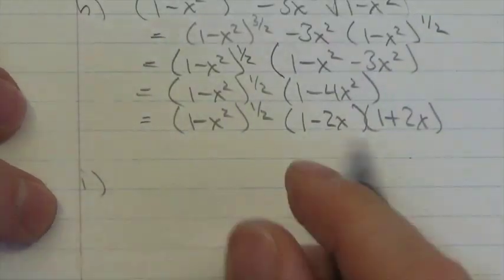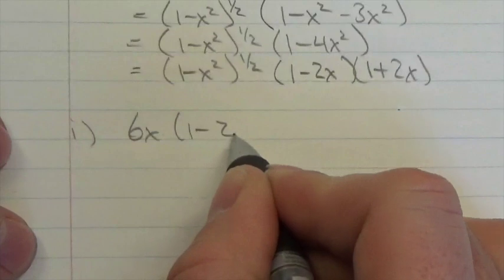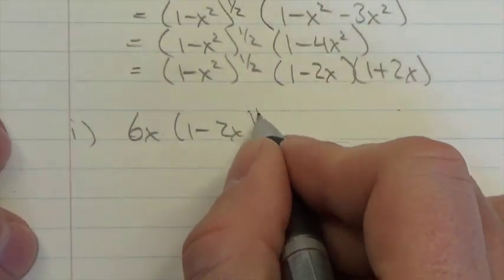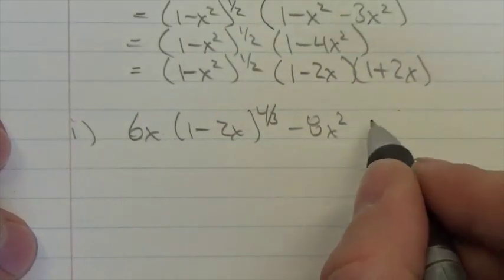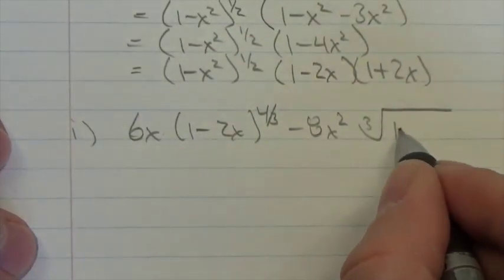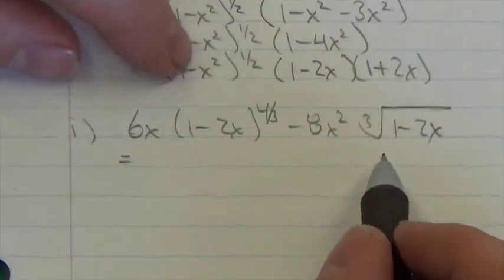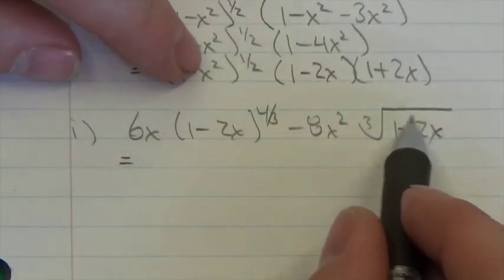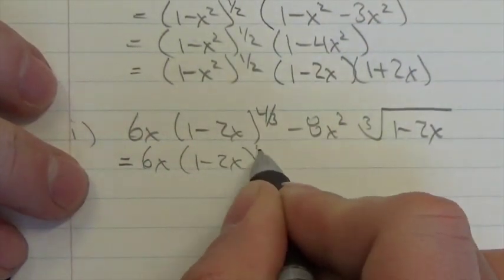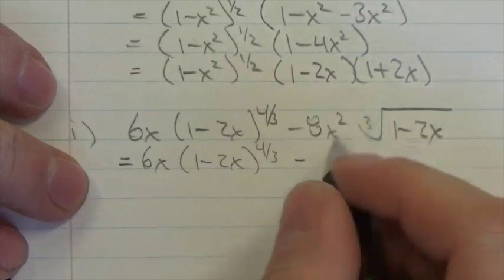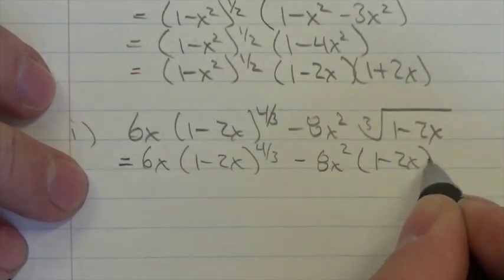One more. Let's take a look at one more here. 6x, 1 minus 2x to the 4/3 minus 8x squared cube root of 1 minus 2x. So once again, you can't distribute that cube root to both of those terms. The best we can do is take that and write it as 1 minus 2x to the 1/3.